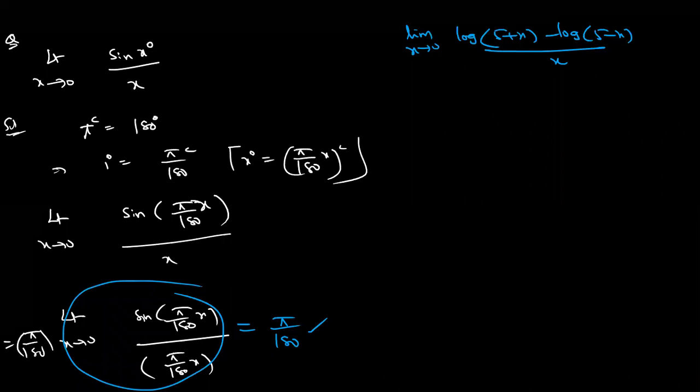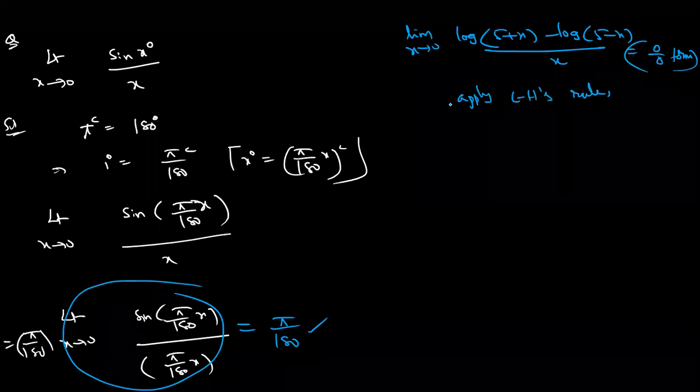Check it carefully. Yeah, L'Hospital's rule. Good. So put x equal to 0. What is the result coming? 0 by 0 form is coming here. See carefully, dear students, in infinity by infinity, 0 by 0 form, what to do here? Apply L'Hospital's rule.